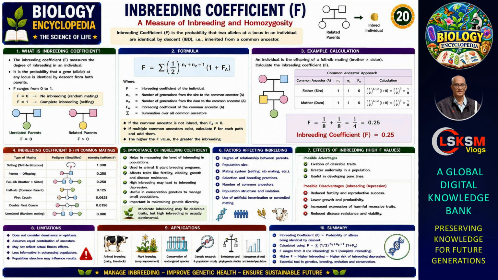Twenty. Inbreeding coefficient, F. The inbreeding coefficient measures the probability that two alleles in an individual are identical by descent. It helps researchers assess genetic relatedness, inbreeding, and potential loss of genetic diversity.